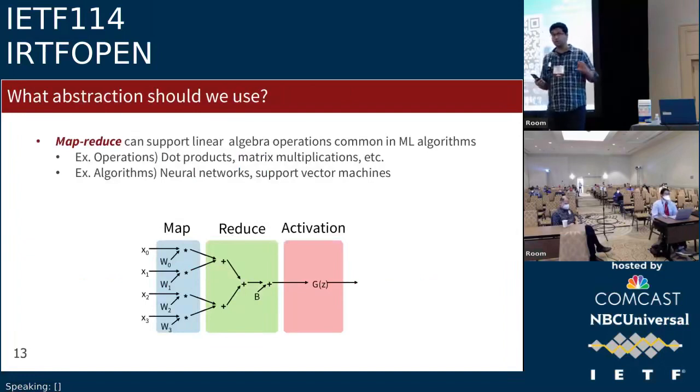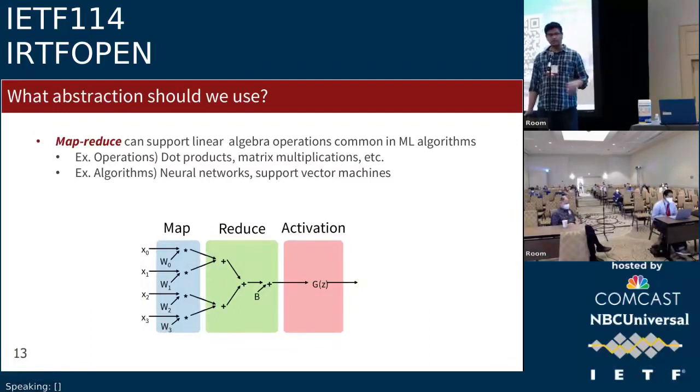But the natural question is, if we're committing to adding hardware into the switch pipeline, what does that look like? And more specifically, what is the abstraction with which we're going to create our programmable machine learning fabric? In Taurus, we use the MapReduce abstraction. MapReduce is really useful for machine learning because it supports a lot of the common linear algebra operations that you need for your ML algorithm. This covers everything from neural networks, support vector machines, k-means, all these different kinds of applications.